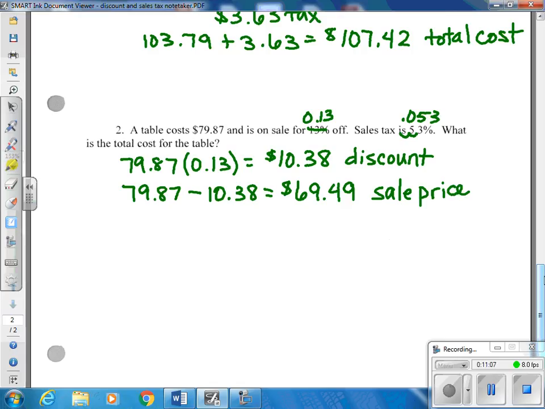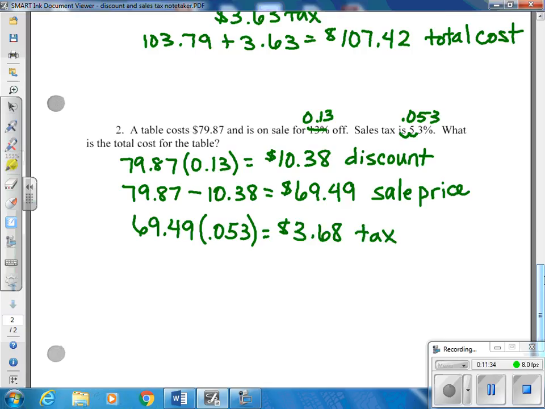Right, now before you can actually walk out of the store with it, you have to pay taxes on it. So you take the sale price of $69.49. Do not go back to the original because you're not paying the original. You're now paying the sale price, and you're going to tax the sale price. 69.49 times that 0.053 that we used for the tax rate is going to round off and give us $3.68. Okay, and that's known as your tax.